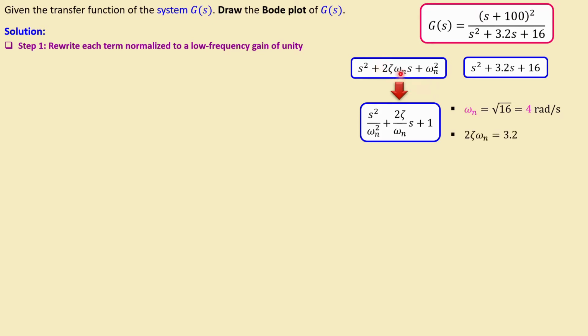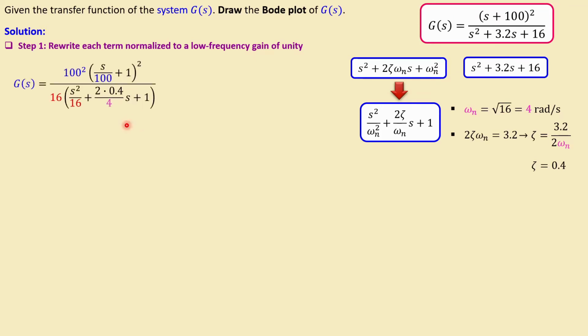The other one is the damping ratio zeta, so 2 times zeta times omega n is 3.2. That means zeta is 3.2 over 2 times omega n. If you substitute what we just calculated, you will get for your damping ratio 0.4. Now that part is done, and we will need these 2 parameters for our normalized low frequency gain of unity format in our transfer function.